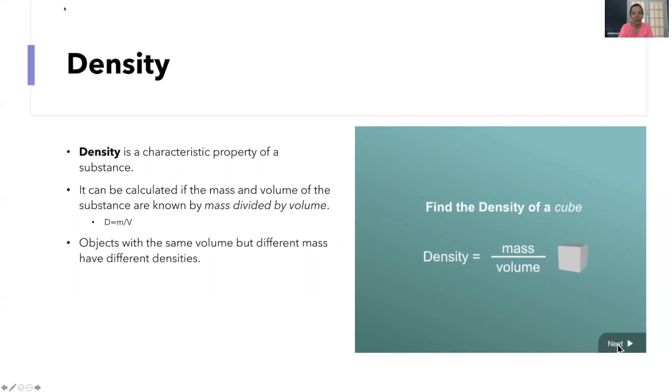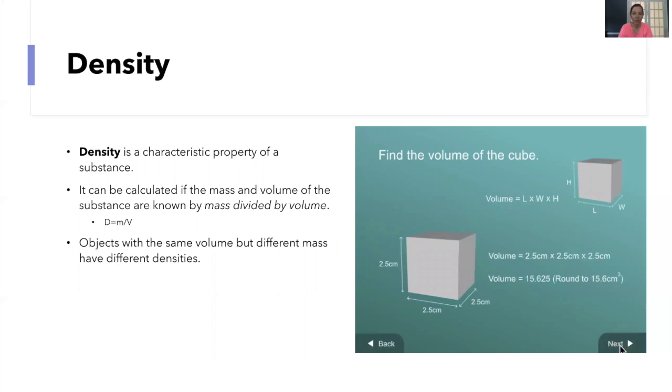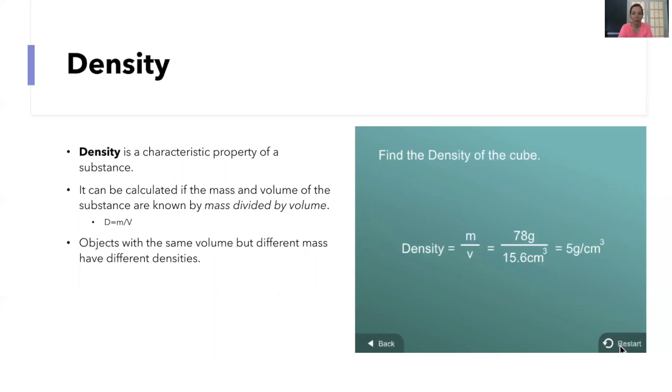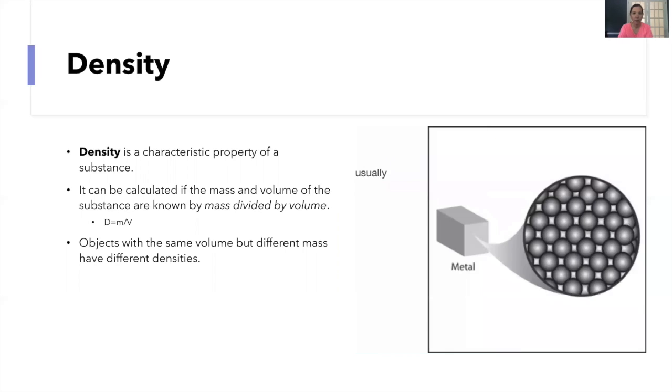Density is a characteristic property of a substance. That means each substance has a specific density, and you can use density to figure out what substance it is. It can be calculated if you know the mass and the volume of the substance. So in order to find the volume of the substance, we do length times width times height, or we can find the volume by displacement by putting it in water. So remember, density is mass divided by volume, and we measure that in grams per cubic centimeter or by milliliters. Objects with the same volume but different mass have different densities.